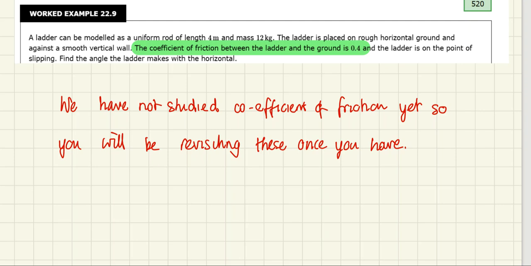All right, so have a go at that to start with. We've got a ladder that can be modelled as a uniform rod, length 4 metres, mass 12 kilograms. The ladder is placed on a rough horizontal ground and against a smooth vertical wall. The ladder is on the point of slipping. Find the angle the ladder makes.